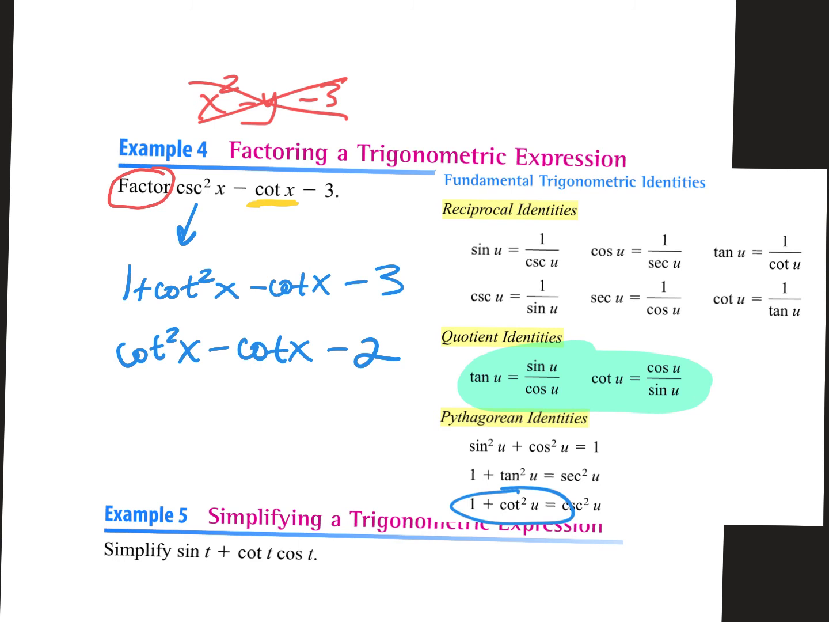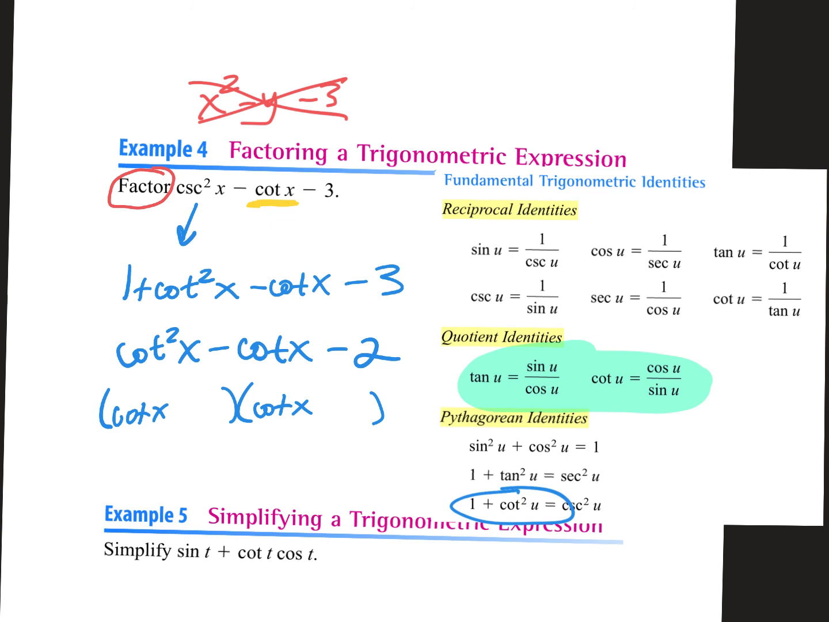Yeah. Quadratic means the highest exponent is 2. Do you have a quadratic? Yeah, so we can factor this now. What times what gives me cotangent squared? Cotangent and cotangent. So that goes in the front of each parenthesis.